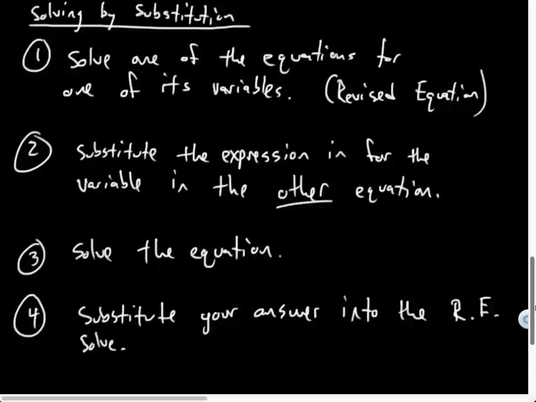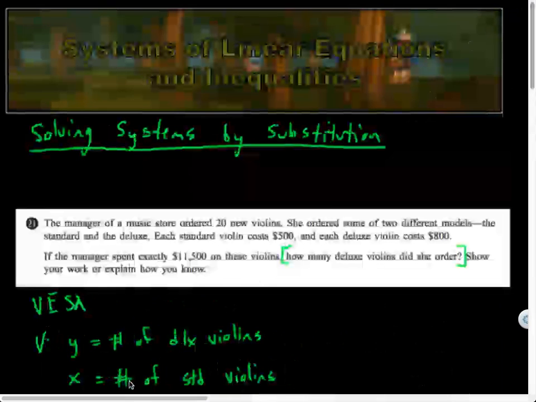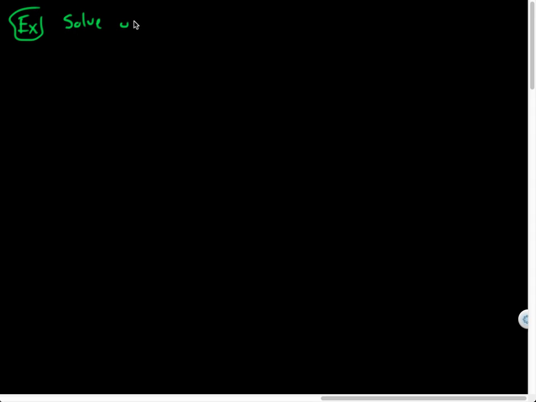So let's actually do a substitution problem using these steps. I'm going to scroll over to the right column here. And let's see, let's do an example. Solve using substitution. There we go. And let's solve this system here. 2x plus 3y equals 8. And let's have x minus y equals 2.